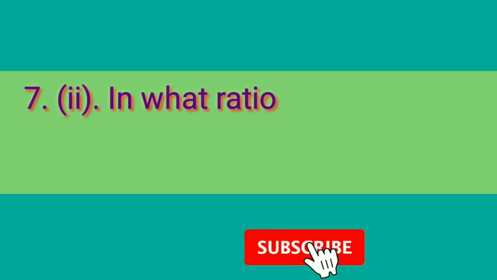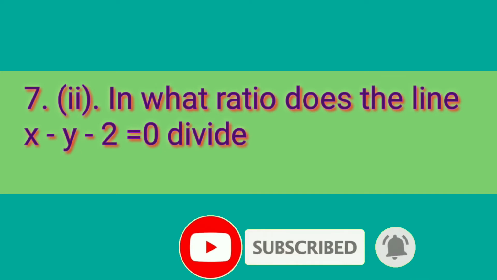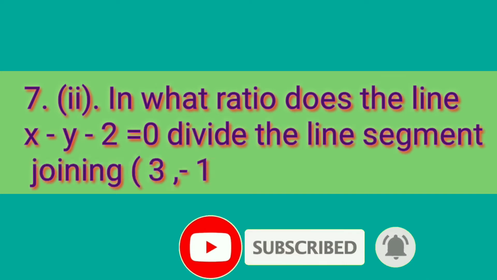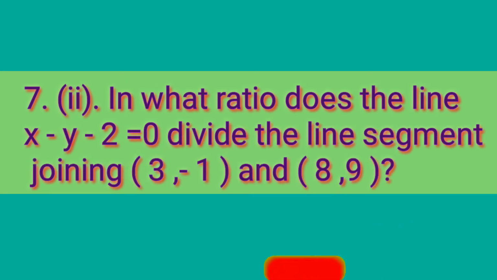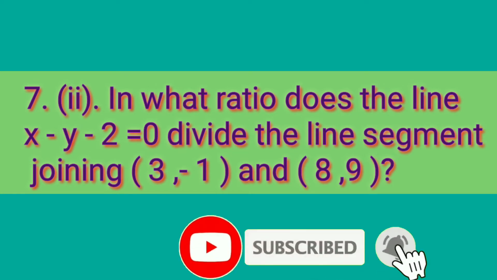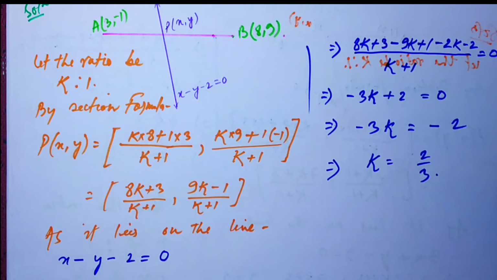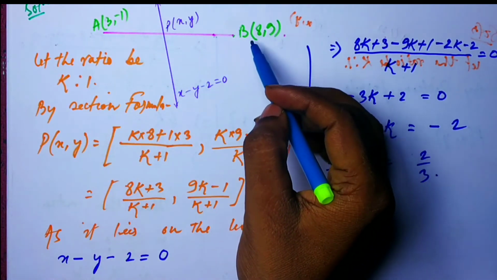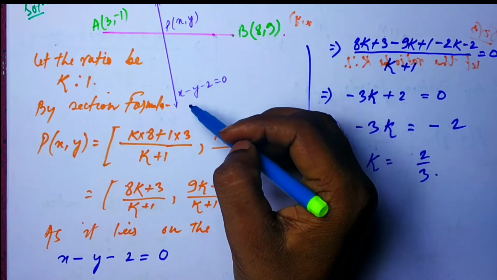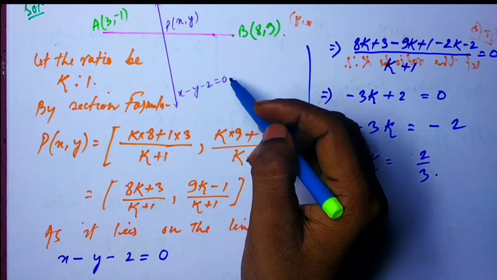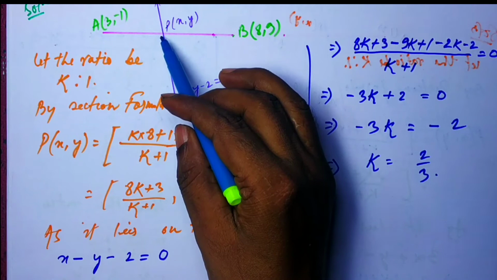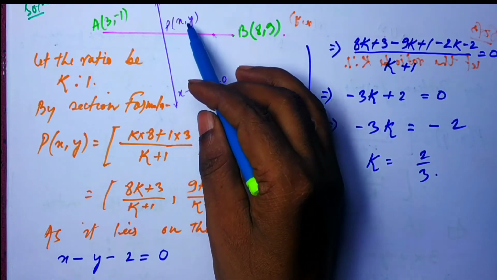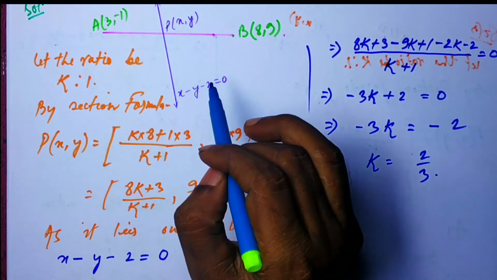Here we have another question. In what ratio does the line x minus y minus 2 equal to 0 divide the join of (3, minus 1) and (8, 9)? So let us draw the diagram, as it's the same as the previous case. Here we write A(3, minus 1) and B(8, 9), and we have drawn the line x minus y minus 2 equal to 0, and where the line meets AB is P(x, y). So let the ratio be k:1. We have to find out k.